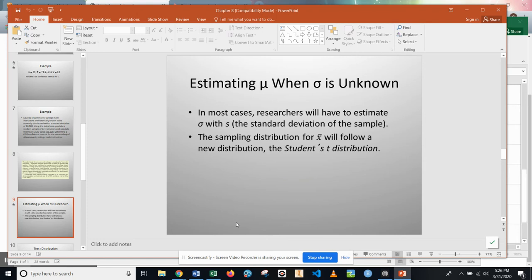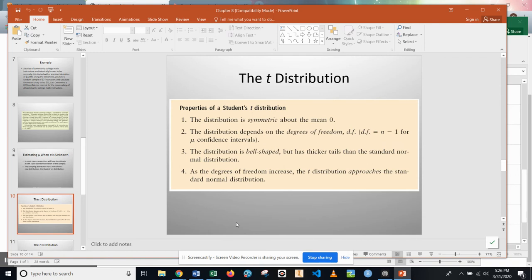So when we don't know sigma, we cannot use z-scores. We're going to have to use a different distribution. This one's called the Student's t distribution. So let's talk about some characteristics. The first thing is it's symmetric, just like the standard normal distribution. The mean is 0.